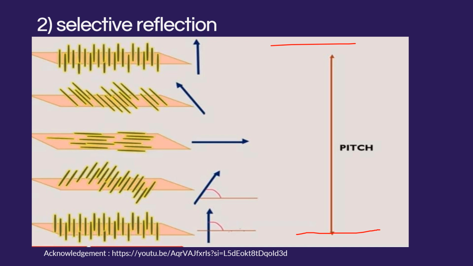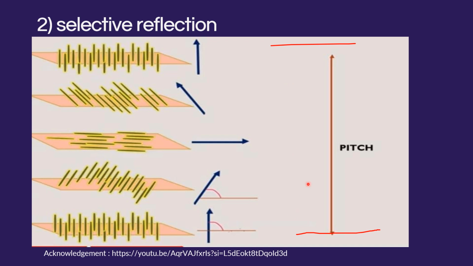The pitch of a cholesteric medium is said to lie between several thousand angstroms, which is comparable with the range of wavelength of visible light. So basically, the chiral nematic phase has a special ability to selectively reflect light of a wavelength equal to the length of the pitch of this chiral nematic phase. In other words, when light falls on this cholesteric phase, only that part of the light will be selectively reflected.